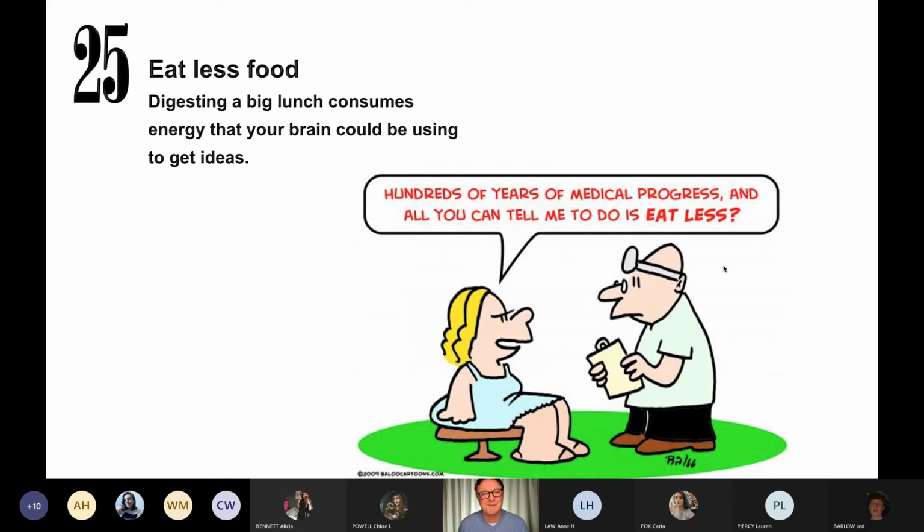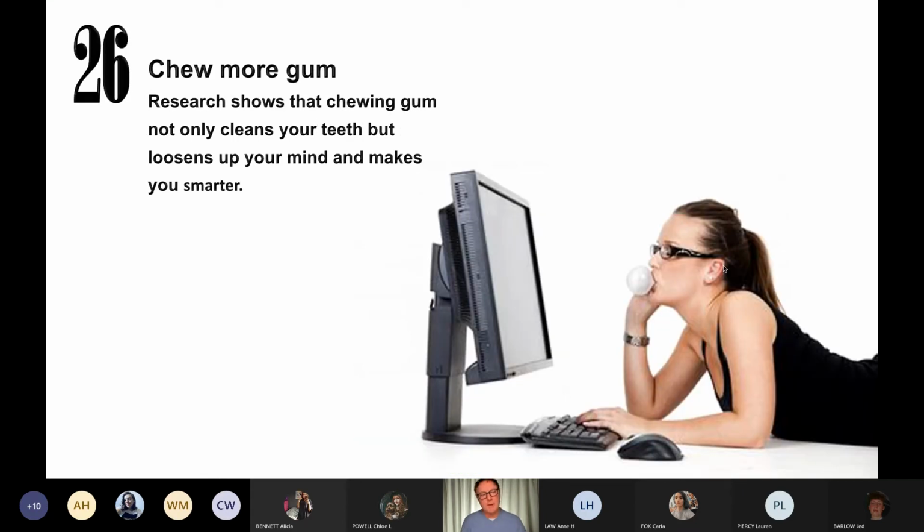So as not to put your body under too much strain. Giving you diet advice at the same time as essential tips. Tip number 26 works in the same way. Chew more gum. I bet you didn't know that was going to be on the list.